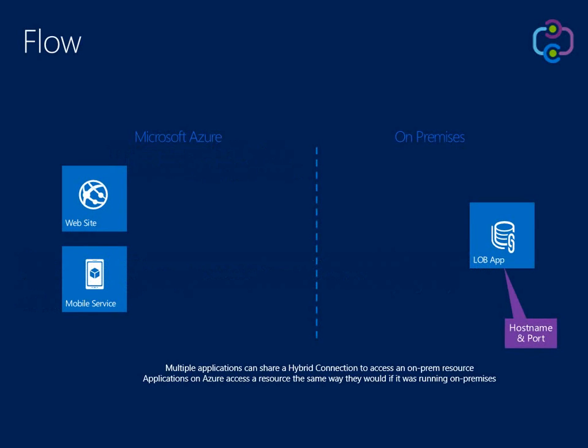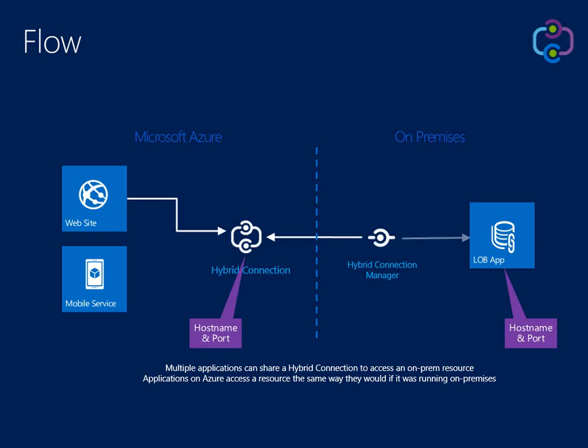Remembering that each hybrid connection is defined by a host name and a port number, let's just review what we witnessed in the demo. You start by creating the specific hybrid connection in the cloud for your particular target resource. Then you install and configure the on-premises agent to host that connection, completing the path to your resource.